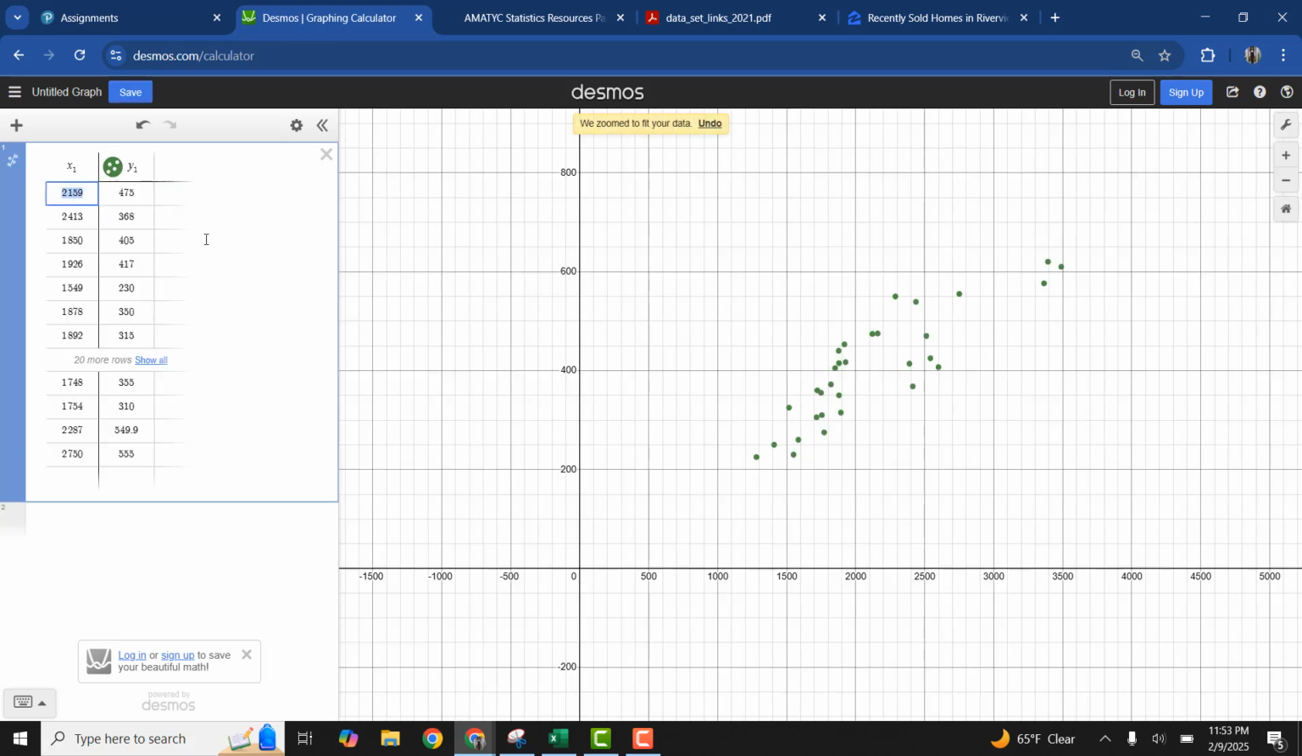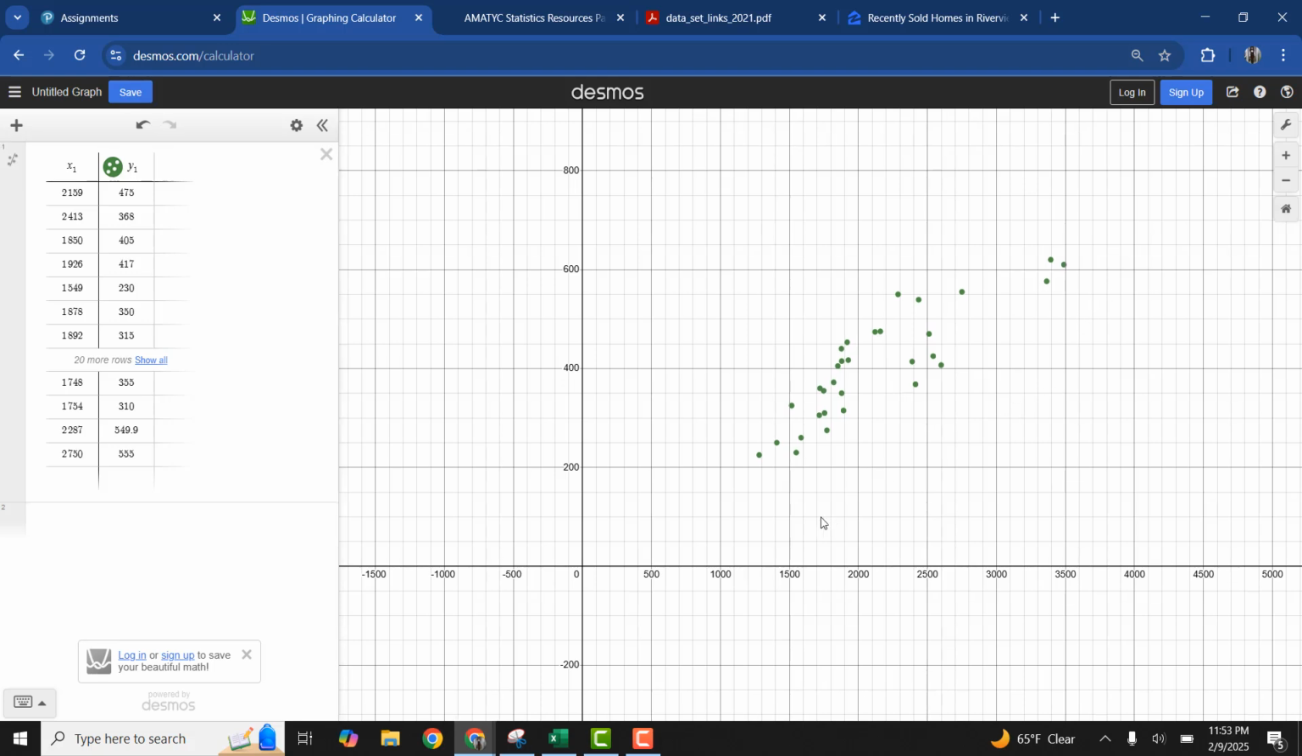So two things you might notice happened. One of them, it displayed all these points over here. Each point represents a different house that was sold. So this point right here is a house that was 3,489 square feet and sold for about $610,000. So yeah, you can see here that larger homes seem to be more expensive, smaller homes tend to be a little bit cheaper. It also inputted this table over here.